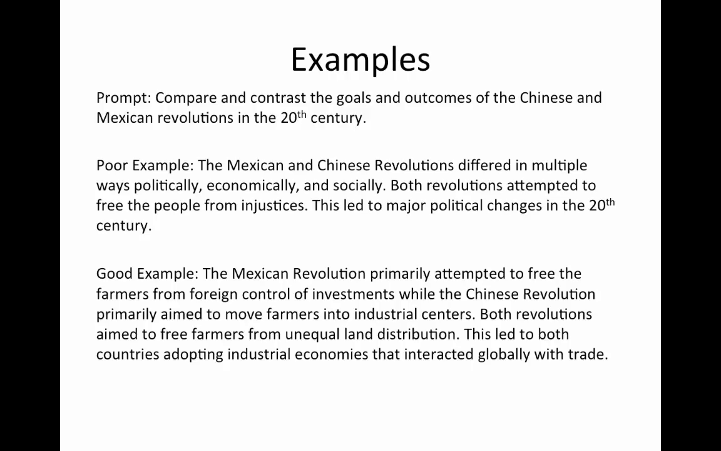We never want to refer to an issue. We want to state the issue. Here we're referencing an issue. We're not stating an issue. This led to major political changes.